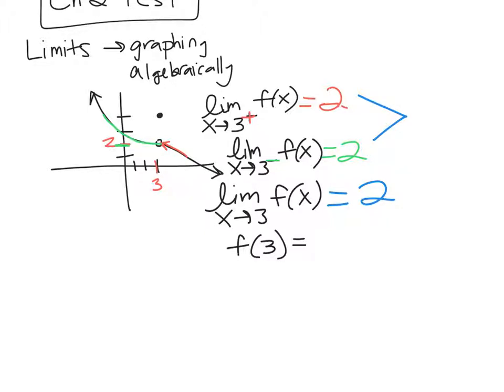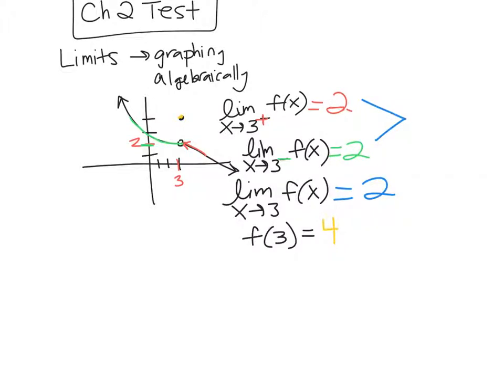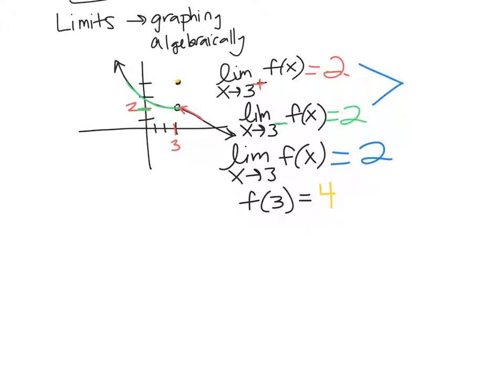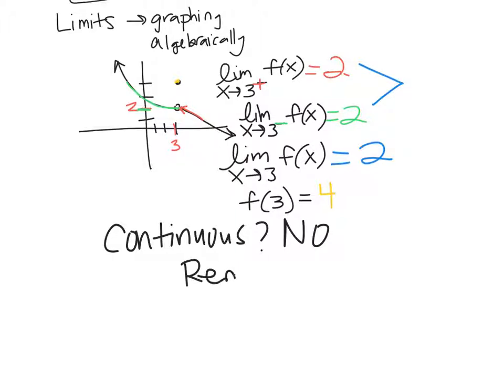Okay, and then what about f of 3? If I plug 3 into this function, what y value is the output? 4. Perfect. It's way up here. It's 4. Now, is this a continuous function? No, it's not continuous. I might ask you that on the test: is this continuous, yes or no? You would say no, and your reasoning is because it has a hole in the graph. It has a removable point.